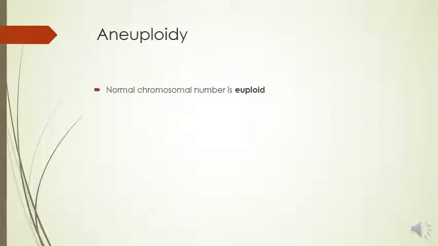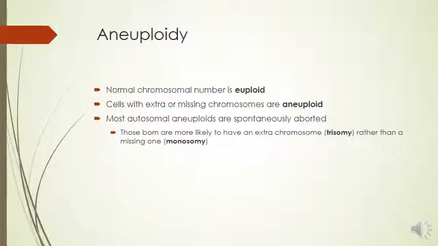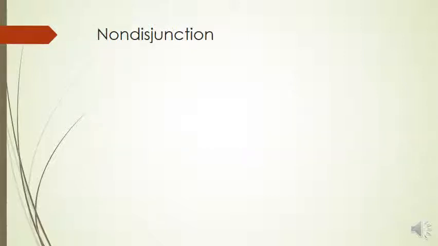In looking at the term aneuploidy, the normal chromosomal number is euploid. Cells with extra or missing chromosomes are aneuploid. Most autosomal aneuploids are spontaneously aborted. Those born are more likely to have an extra chromosome, trisomy, rather than a missing one, monosomy.